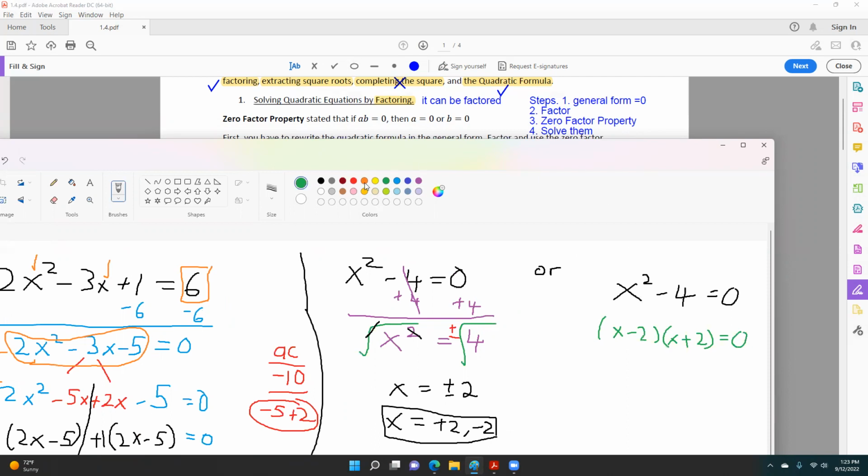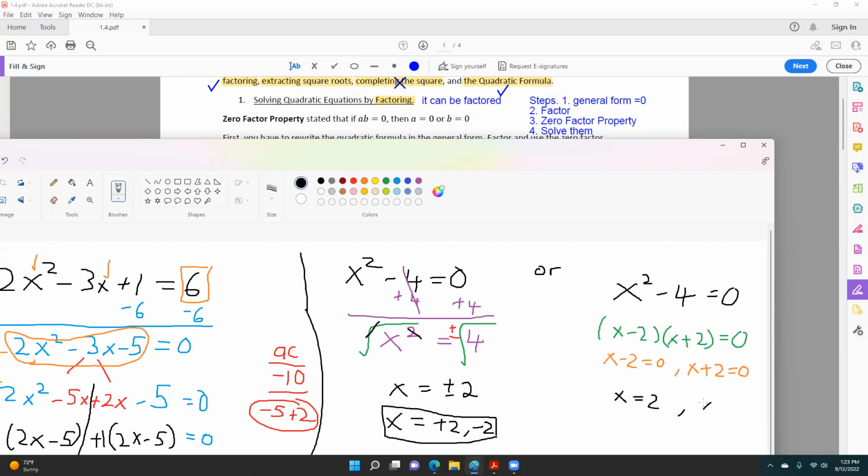And then you will use the zero product property, which means you set each one of these factors equal to 0. So x minus 2 equals 0, and x plus 2 equals 0. And then the last thing you need to do here is to solve each one of these. So you add 2 to this, so x in this case will be 2.